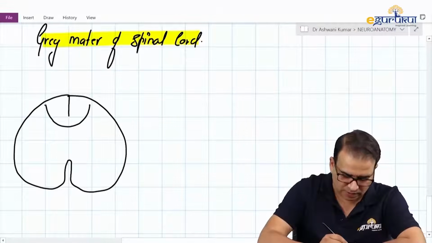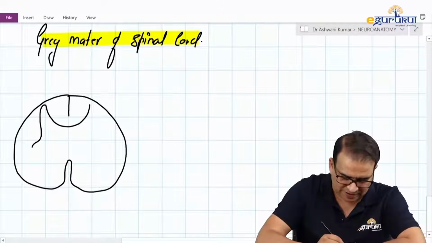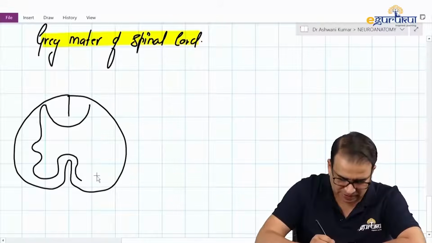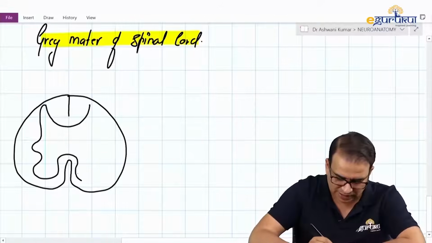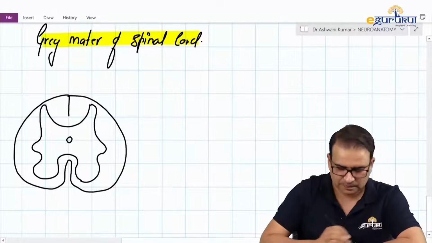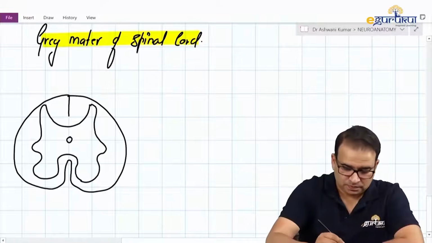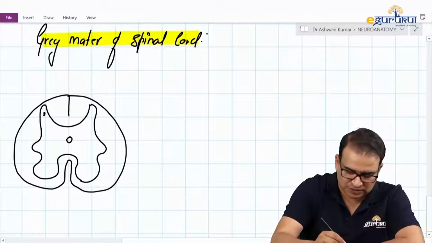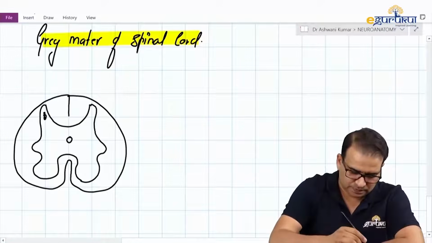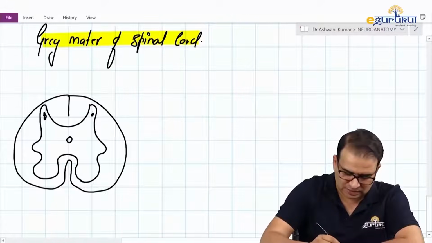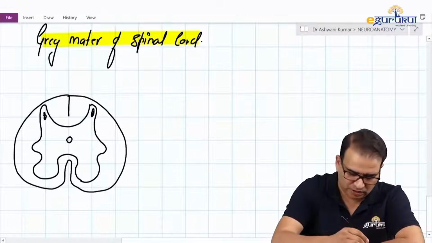Here is a dorsal horn. At some places we have a lateral horn, and of course this is a ventral horn. I'm purposefully drawing this gray matter a little large so that I can clearly mark the nuclei inside. It may not be as large as it looked in this picture everywhere. Just make sure when you draw it, guys, you should be able to show these horns. There is a dorsal horn, ventral horn.